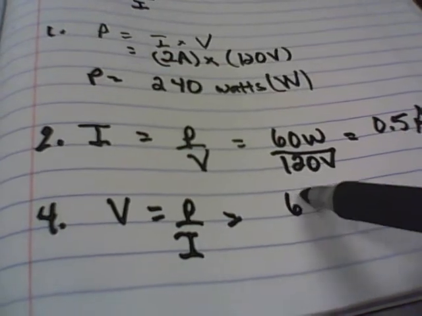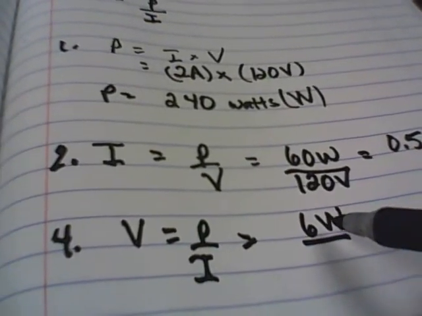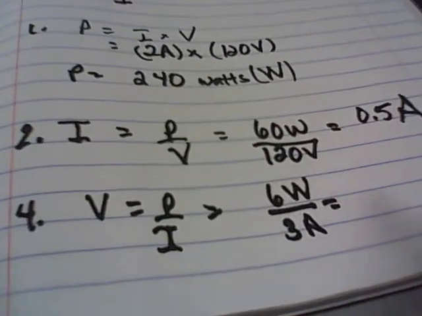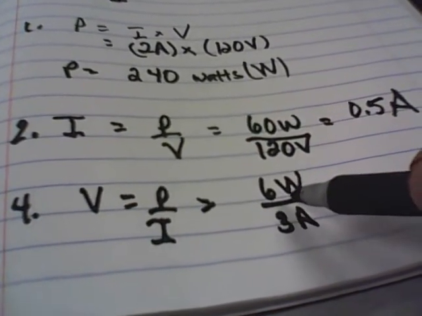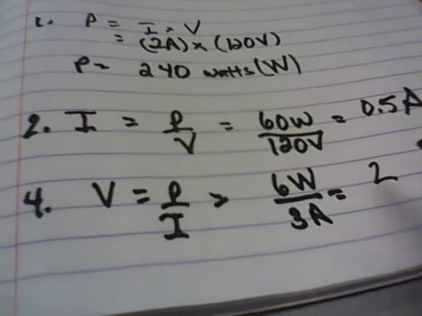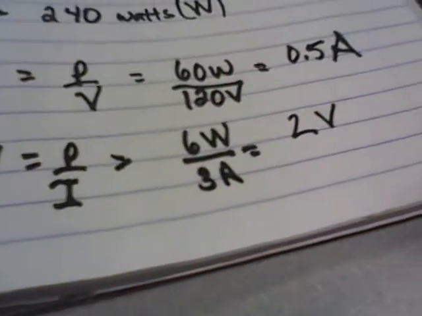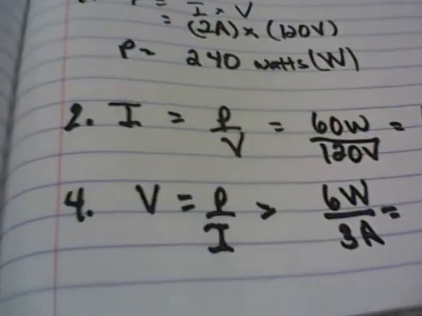Power for this particular one was 6 watts. And the current was 3 amps. And without using a calculator, because I'm so smart, 6 divided by 3 is 2. And because we are talking about volts, it's 2 volts.